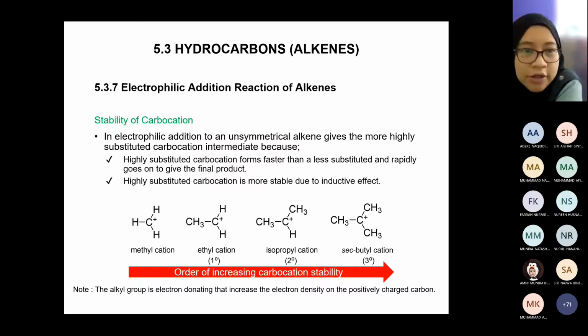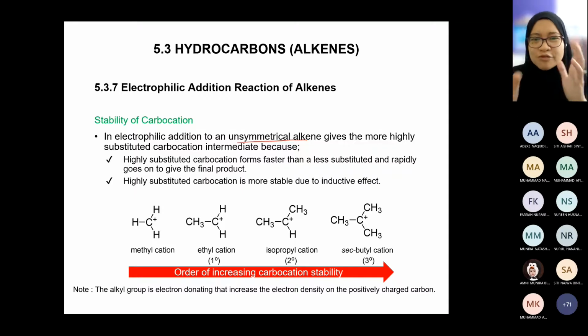Okay, stability of carbocation, like I said just now, in electrophilic addition to an unsymmetrical alkene, especially for an unsymmetrical alkene. Kalau symmetrical alkene is not a problem sebab dia boleh masuk either way pun dia tetap produce the same molecule. Okay, it's not a problem. So an unsymmetrical molecule can be a bit complicated because it involves the stability of the carbocation. Tapi taklah complicated mana once you dah tahu the reason, senang je.